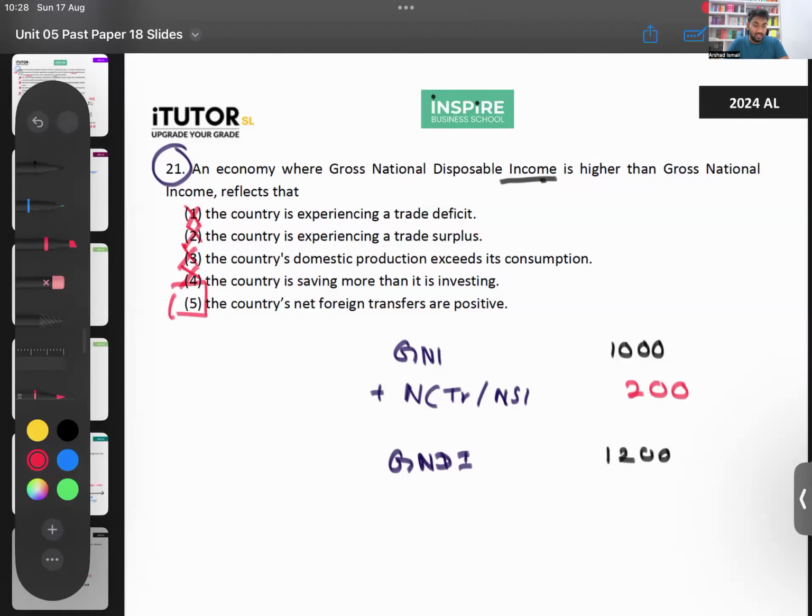Can we add transfer payments in GDP? Sure. GOS, gross operating surplus. What is COE? I think COE is compensation of employees.